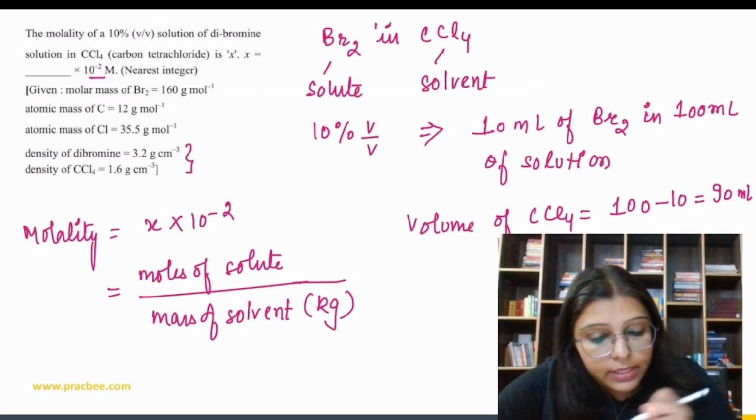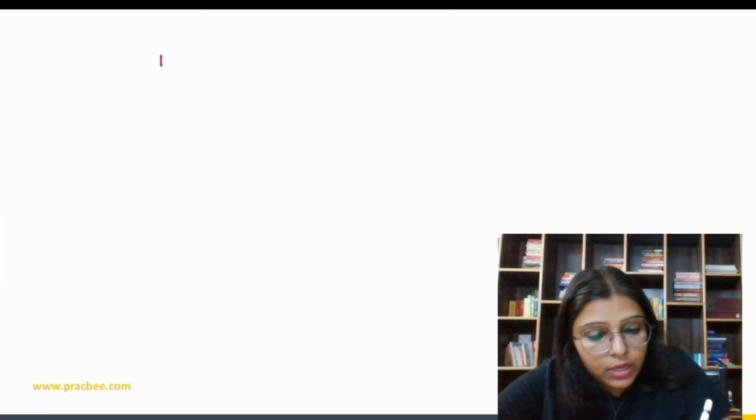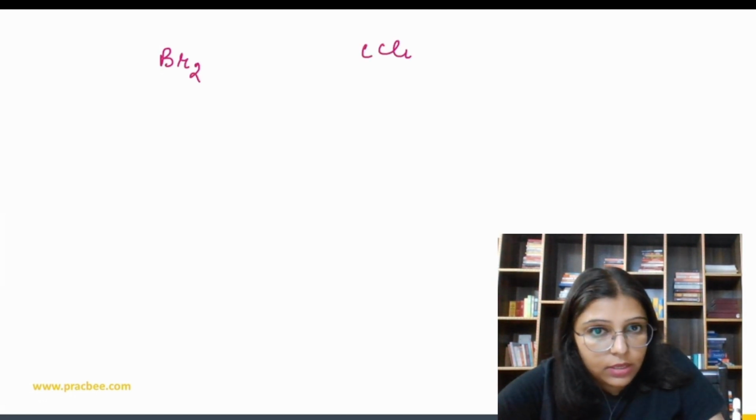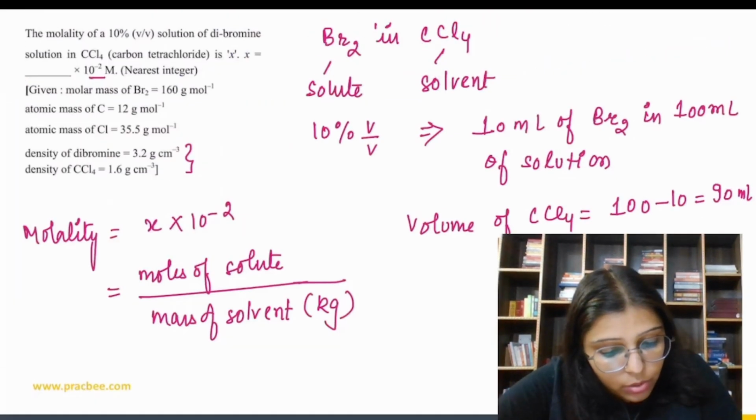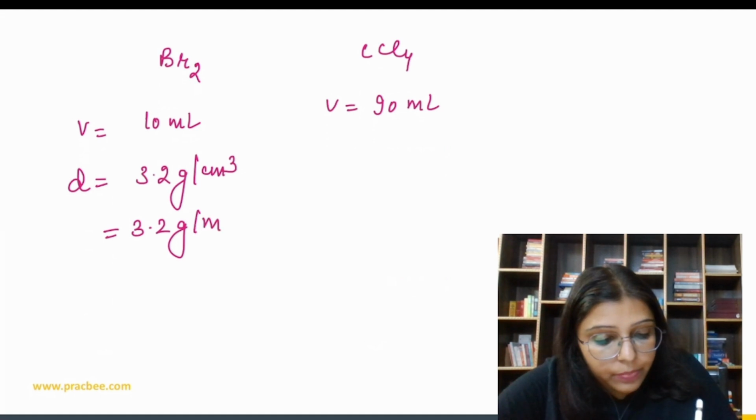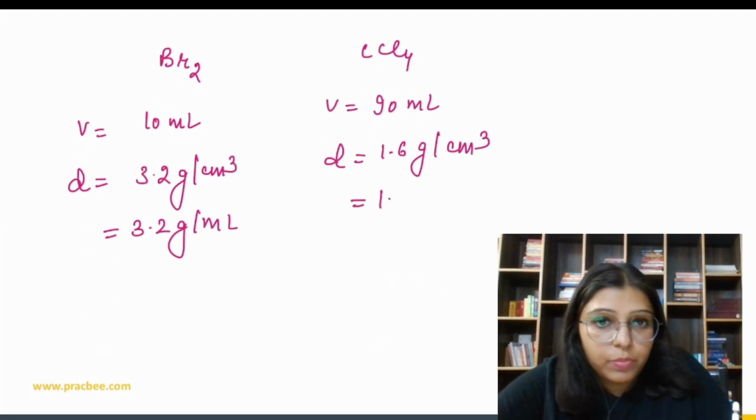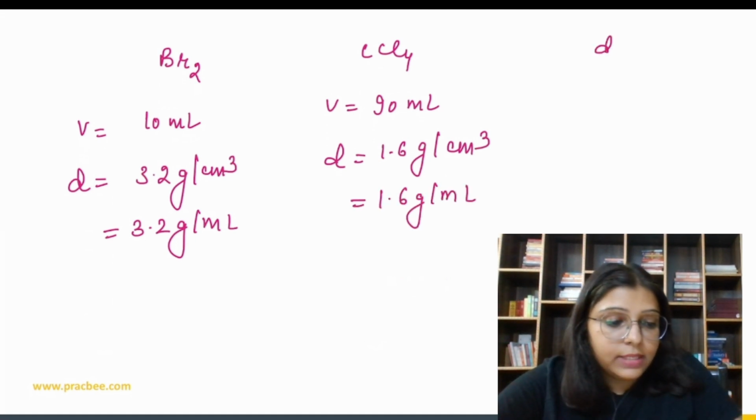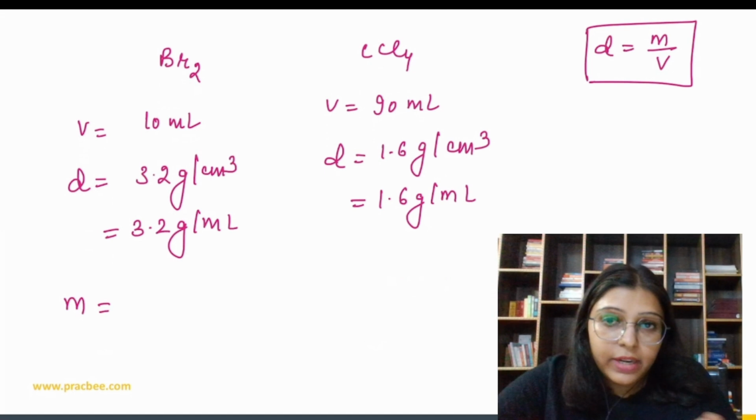In the question, density is given in terms of gram per ml. Okay, so now from the density formula, if I say this is Br2 and this is CCl4, so volume here is 10 ml, here volume is 90 ml. Density of Br2 is 3.2 gram per ml. Here density is equal to 1.6 gram per centimeter cube, which is 1.6 gram per ml. So from the density formula, density is equal to mass upon volume, we can find out the mass of Br2.